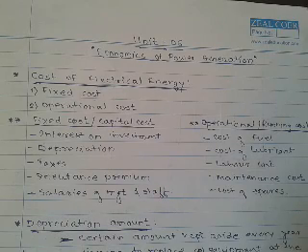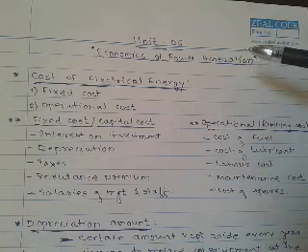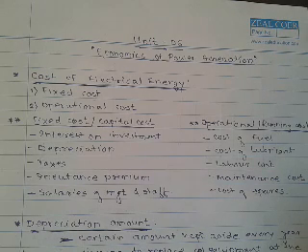Hello friends, today we are going to start unit number 6, Economics of Power Generation. Economics of Power Generation basically consists of two parts. One is calculation of monthly electricity bill and another is cost of generation.